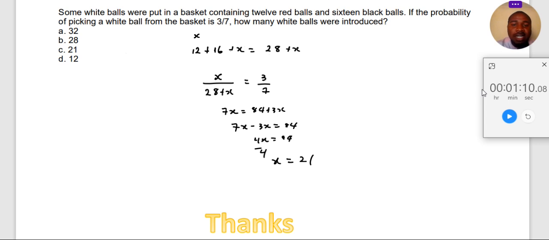So you can see clearly that this you can do. If you have the calculator, it will be faster, but if you can multiply, it's faster. Now you're required to do it in like 1 minute 30 seconds, but if you can do it within 1 minute, it's actually fantastic. So this is the number of the white balls over here.